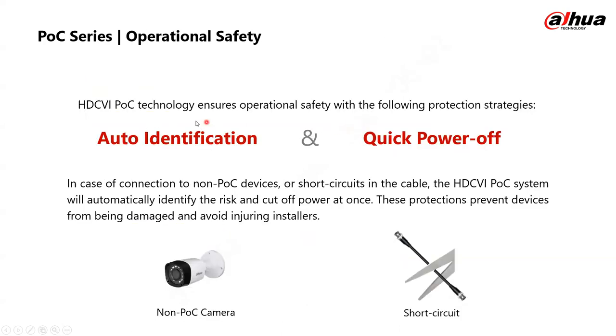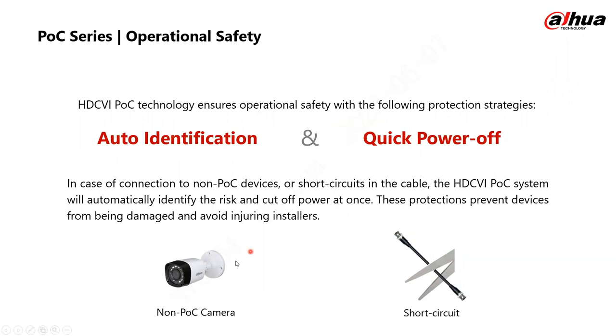On operational safety, in this case, the POC technology ensures operational safety with the following protection strategies. One, auto identification and quick power off. So in case of a connection to a non-POC device, or a short circuit in the cable, this HDCVI POC system automatically identifies the risk and cuts off the power at once. This protection prevents devices from being damaged and avoids injuring the installers.